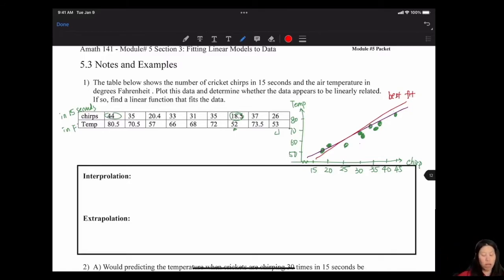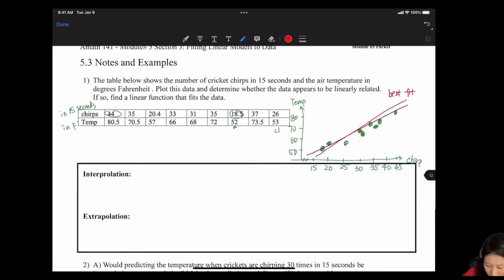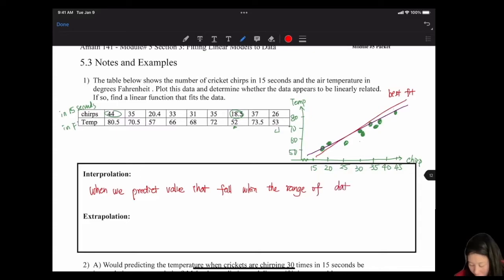So now, what are interpolation and extrapolation? Interpolation means when we predict a value that falls within the range of data points taken, it is called interpolation.